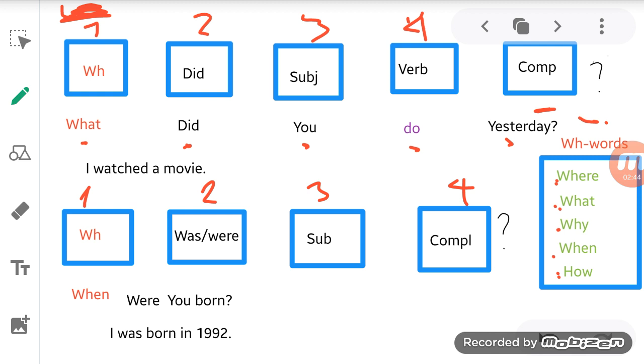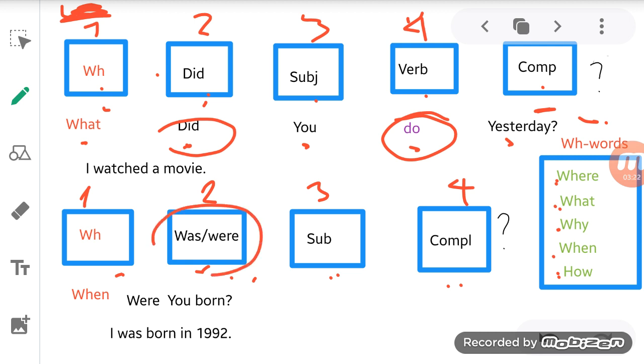Now, what's the difference between questions with did and questions with the passive be? What's the difference? Can you remember? Well, one of them is that when you have the auxiliary did, you have 5 elements: WH, did, subject, verb, and complement. Of course, you have a verb. For that reason, you need the auxiliary did. But in this case, we only have 4 elements: WH, where, subject, and complement. In this case, we don't have any other verb but the verb be.